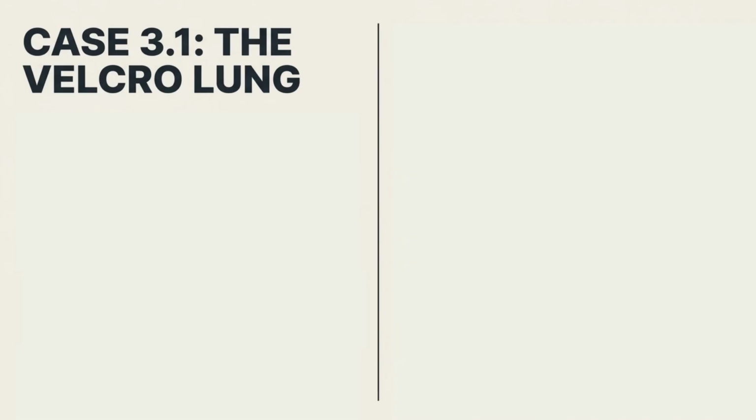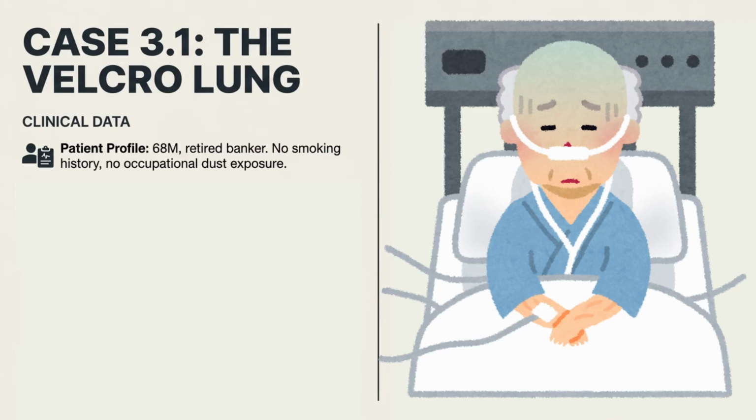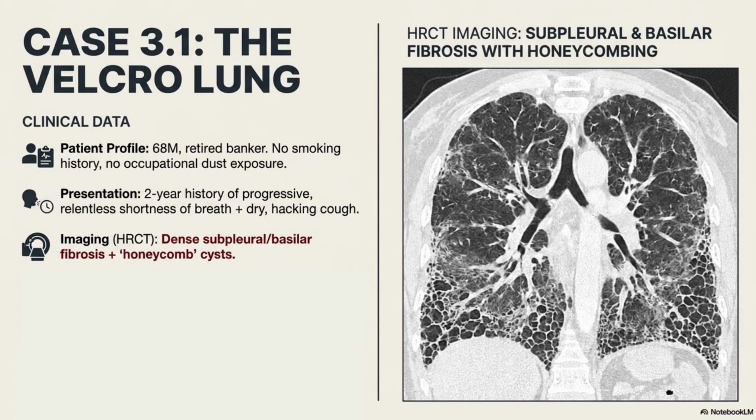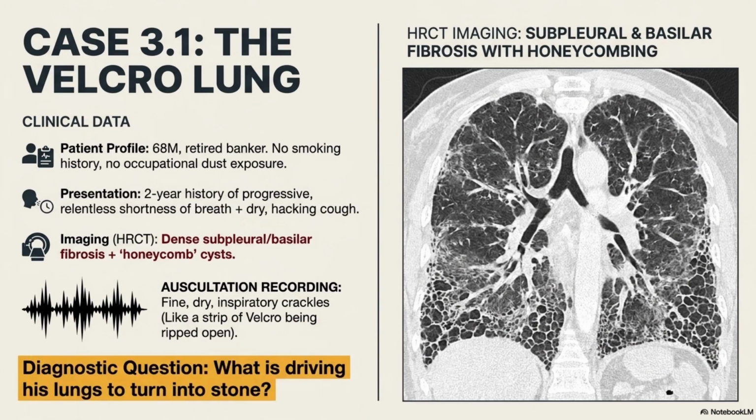Let's apply this to our case, the Velcro lung. Here's our clinical data. Our patient profile is a 68-year-old male, a retired banker with low smoking history and no occupational dust exposure. His presentation is a 2-year history of progressive, relentless shortness of breath plus a dry, hacking cough. The imaging on his HRCT shows dense subpleural and basilar fibrosis along with honeycomb cysts. On the auscultation recording, we hear fine, dry, inspiratory crackles sounding exactly like a strip of Velcro being ripped open. Our diagnostic question is, what is driving his lungs to turn into stone?